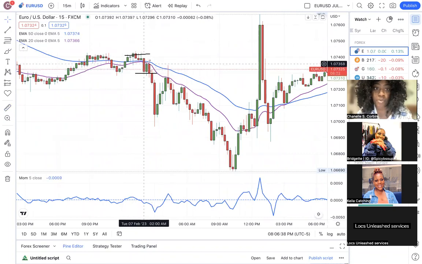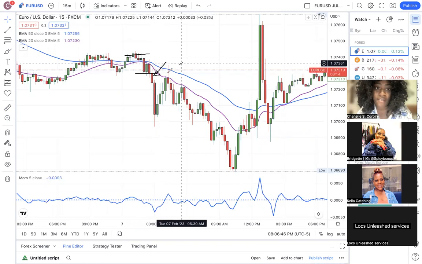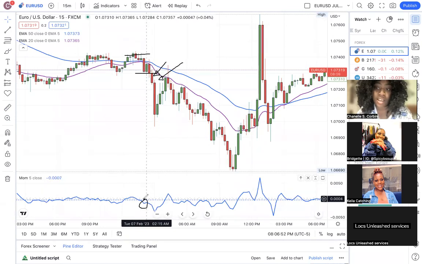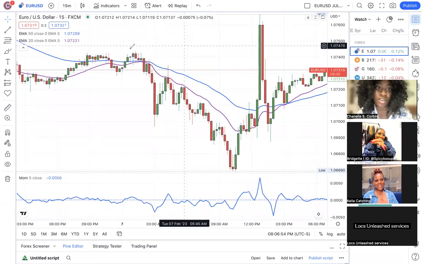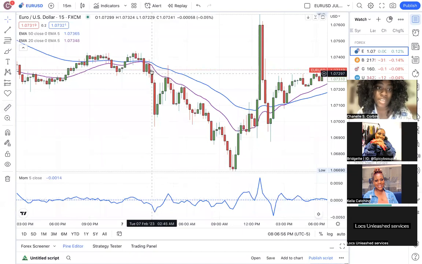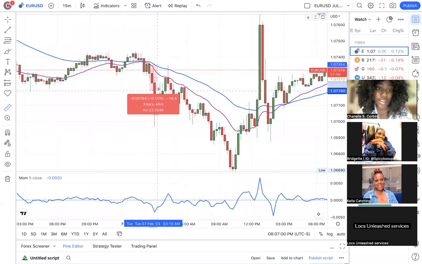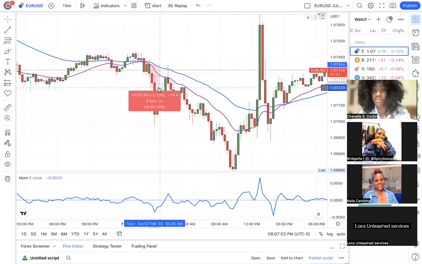We have equal lows. We have this candle breaking structure on the downside, right? We have the candle falling under both of our EMAs. We have the MOM line below 0. And if we were only trying to get 15 pips, let's see how many pips we would have gotten. If we would have set our TP to 15 pips, TP would have been smacked.